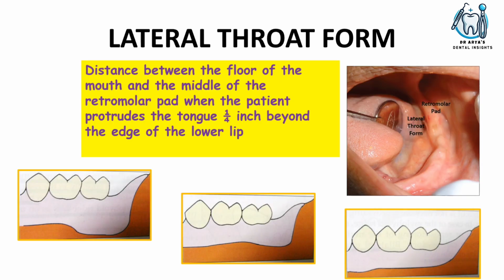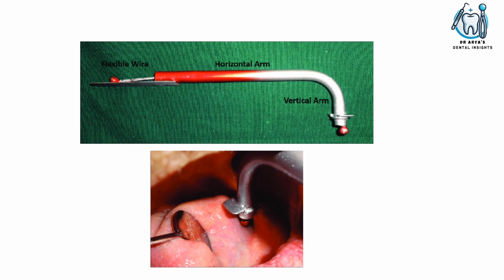Lateral throat form is the distance between the floor of the mouth and the middle of the retromolar pad when the patient protrudes the tongue 1/4 inch beyond the edge of the lower lip. Neil classified the lateral throat form according to the extent of anterior movement of the retromylohyoid curtain as the tongue extends anteriorly. It is classified into class 1 deep, class 2 moderate, that is any position in between 1 and 3, and class 3 shallow. These are the classifications of lateral throat form according to Neil. And here is a customized instrument which is used to measure the depth of lateral throat form.